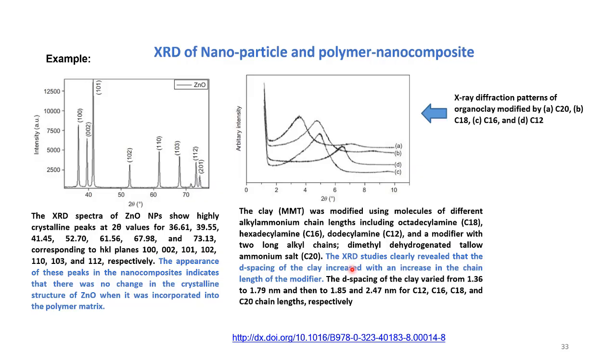So these XRD studies reveal that the D-spacing of the clay increases with an increase in the chain length. So as you can see, this shift is there. As we see with the different chain lengths, we are getting a peak shift. So octadecyl means it is having a high chain length. Then we are getting a peak here. Then again it is increasing, and so the D spacing is increasing because of the peak shift we are getting. We are able to detect that.